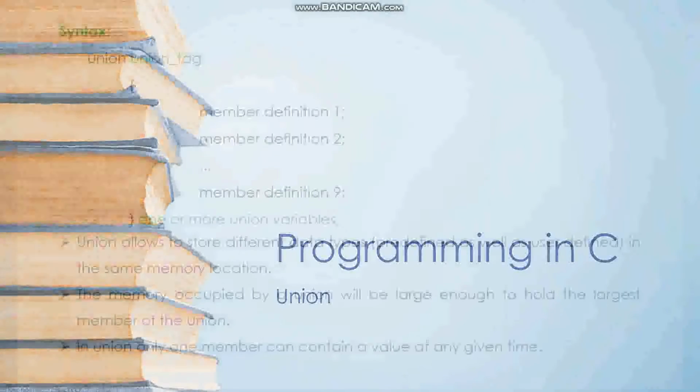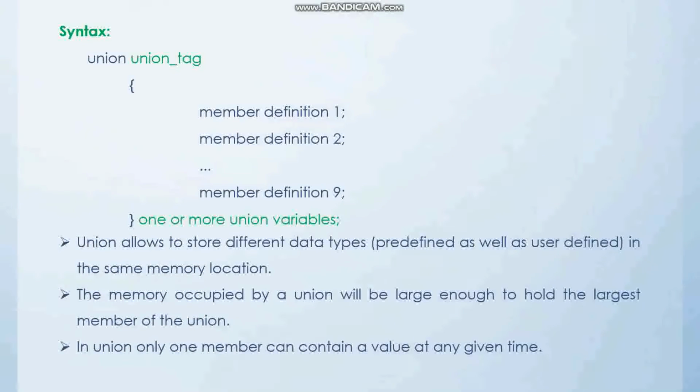Union. The syntax of union is given here. It is very similar to our structure. First we will write the keyword union, then we will give the name of the union, then the member definitions are given here, which are enclosed within the curly brackets. After the closing curly bracket, we can declare one or more union variables, then a semicolon.